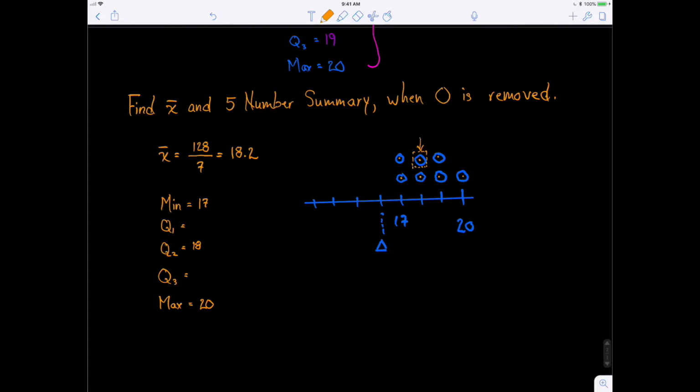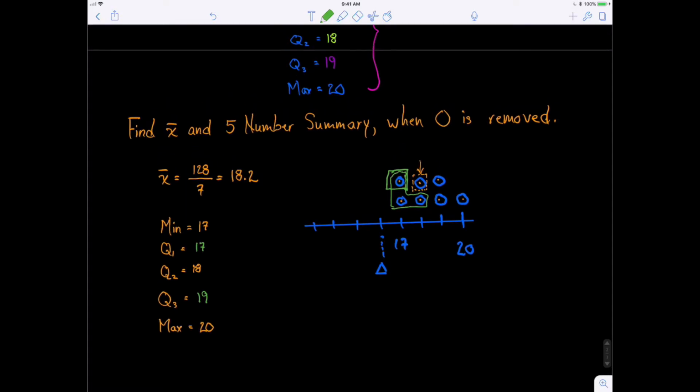Then, notice now I have 3 values in my lower half, so let's try another color to keep track. So I'm looking at these 3 dots here for my lower 50%, and to divide it evenly, the middle value, the second one, right here, is Q1, which is 17. And if you do the same process up above, you'll find that Q3 is 19. Now wait a minute, look at what happened.